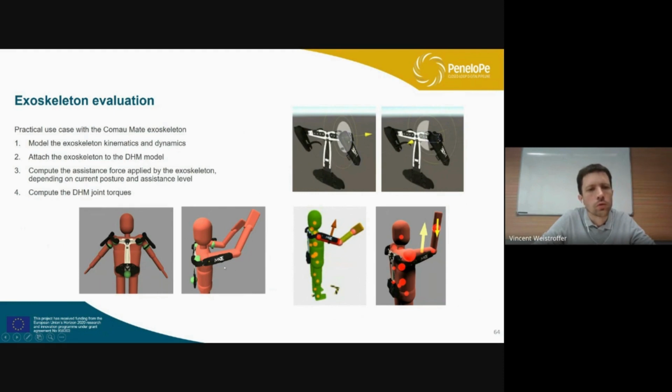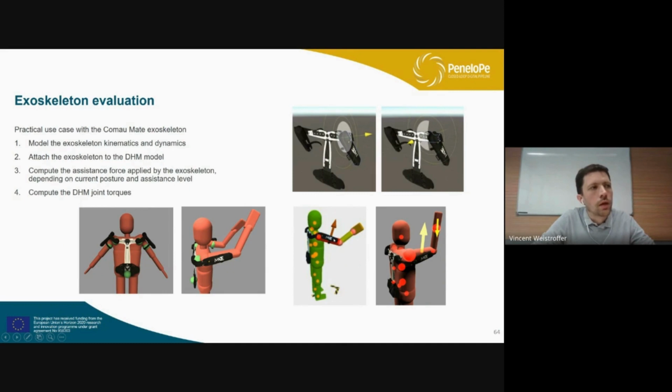So here we use mainly rigid attach points and some springs to attach the exoskeleton to the digital human model. Then, based on the current posture and assistance level of the exoskeleton, we are able to compute the assistance force that should be applied by the exoskeleton to the digital human model. That's the red arrow you see here.